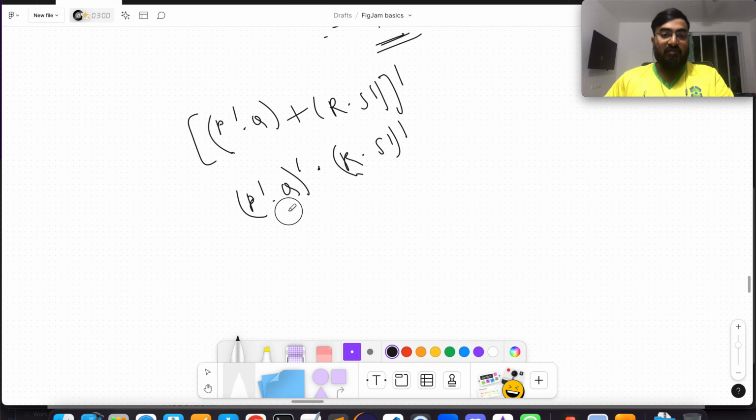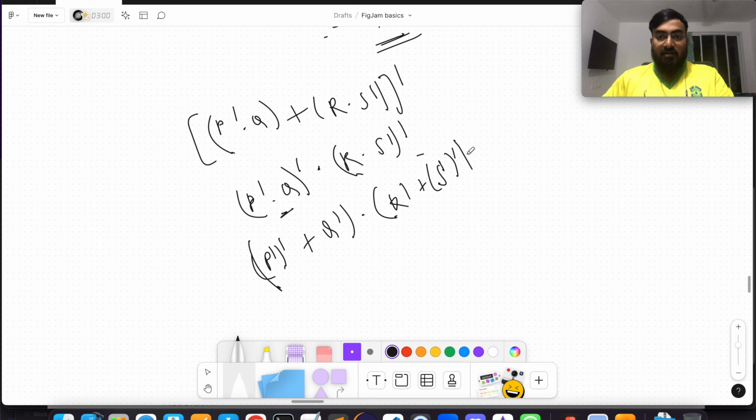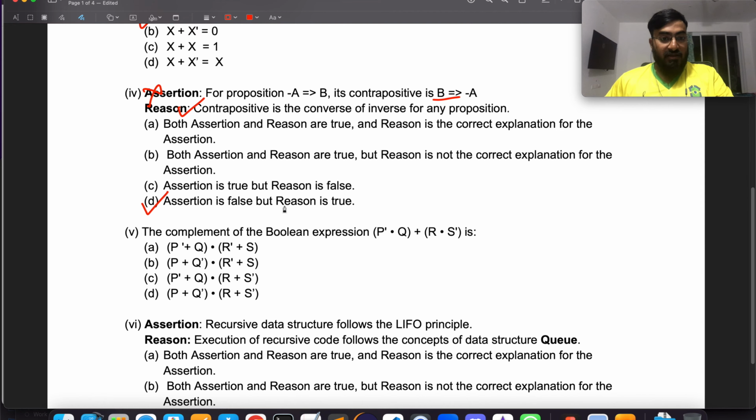Now you can think of this as (a·b) whole bar, which is equal to a bar plus b bar, dot, a bar plus b bar, which is equal to (p + q bar) dot (r bar + s). So the complement of this is going to be (p + q bar) into (r bar + s).